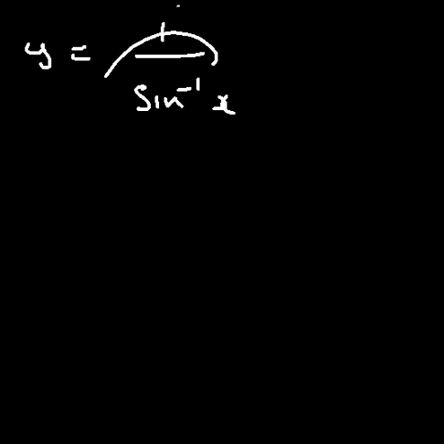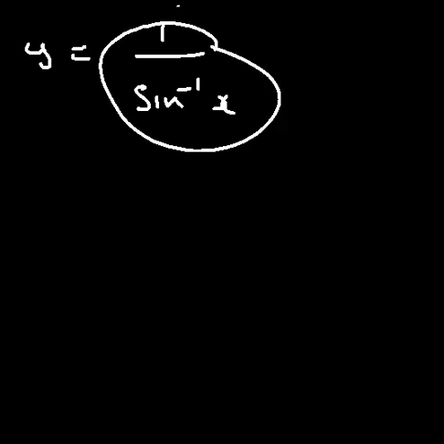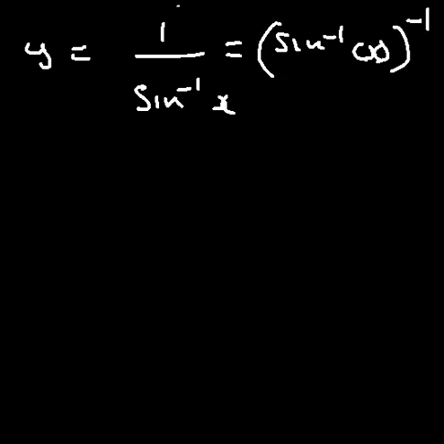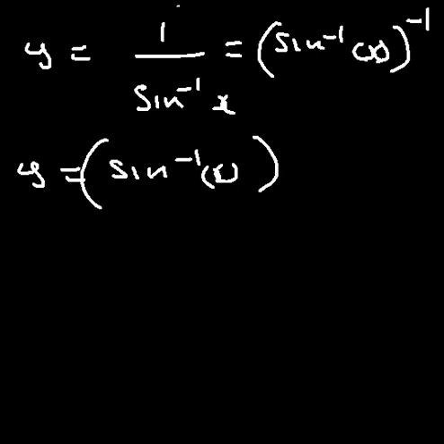So what is the derivative of this function? Now there are two ways. We can use the quotient rule, or we may express this according to the laws of indices, and thereafter use the chain rule. This is the same as sine inverse of x, in the overall, to the power -1. Of course, you should also try going through that using the quotient rule. So y is given as sine inverse of x to the power -1.